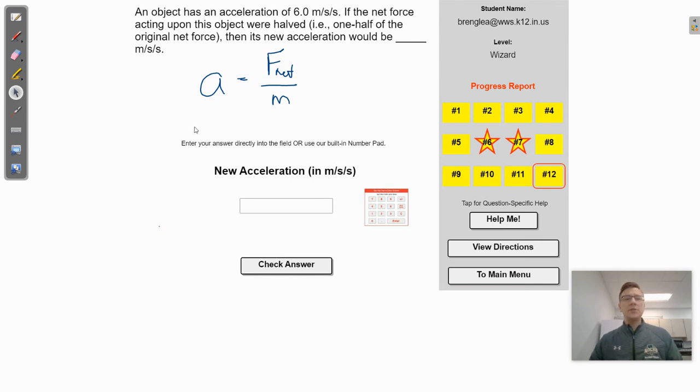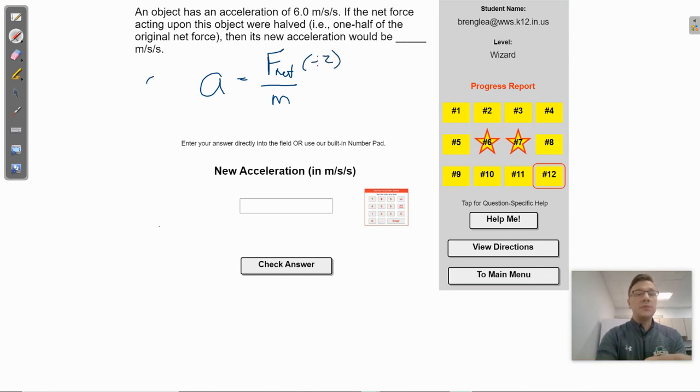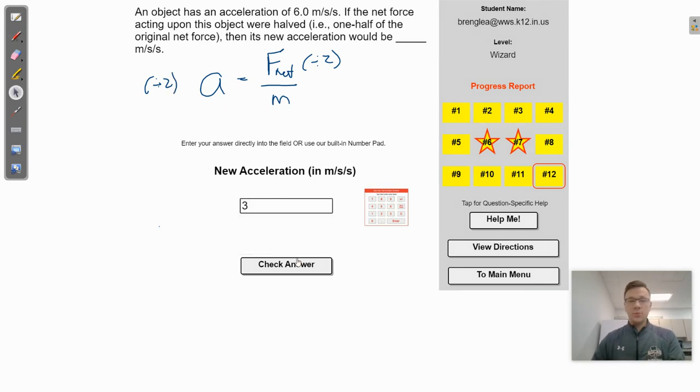If an object has an acceleration of 6 meters per second squared and the net force is cut in half, then what will the new acceleration be? Well, if we divide our net force by 2, then we must divide our acceleration by 2. Right? So it's going to end up being 3 meters per second squared.